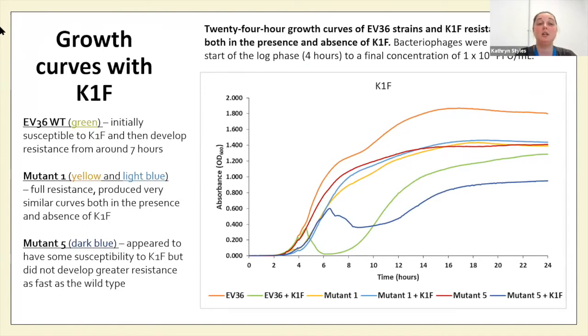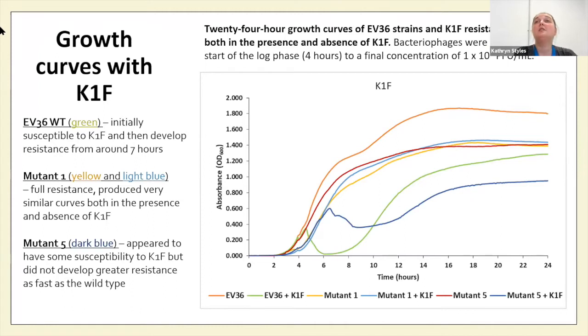Then when we added the K1F to our mutant 1, the one that appeared to be fully resistant from the plaque assays, you get very similar growth curves both in the presence and absence of the K1F. So that did indeed seem to be resistant throughout. So that's the yellow and the light blue lines.